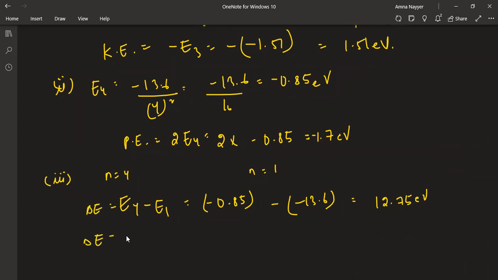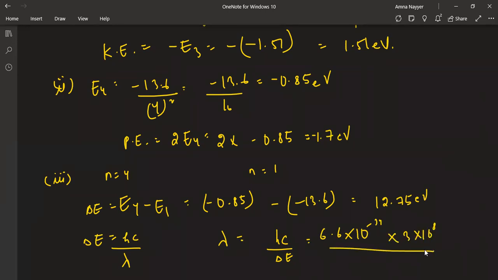So delta E is equal to hc by lambda. From here, you will find wavelength as hc by delta E. h is 6.6 into 10 to the power minus 34. c will be 3 into 10 to the power 8 meter per second. Energy will be 12.75 electron volt. Convert it into joules because we have to write everything in terms of SI unit: 1.6 into 10 to the power minus 19. Check and let me know what's the answer. Note it down. We'll see some more questions.